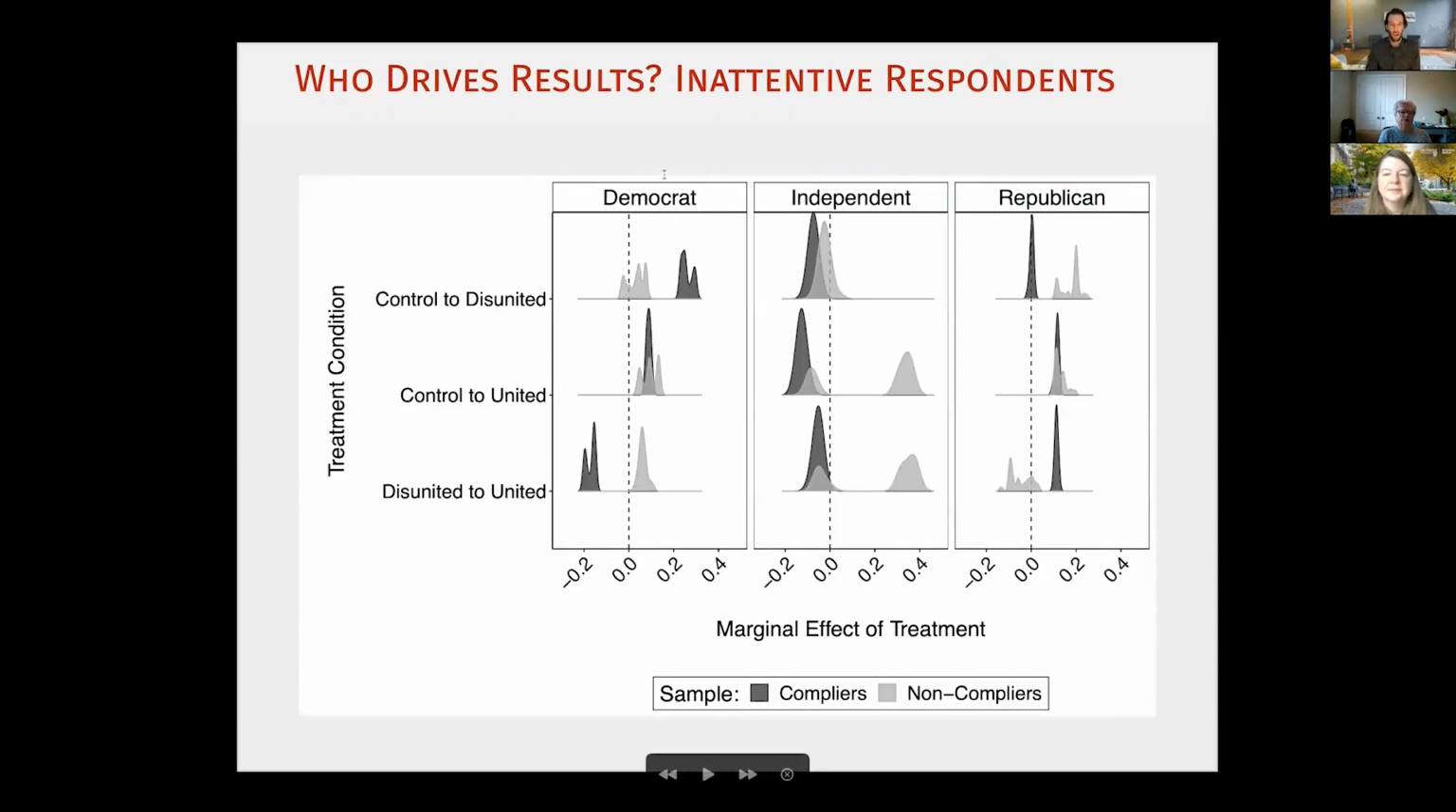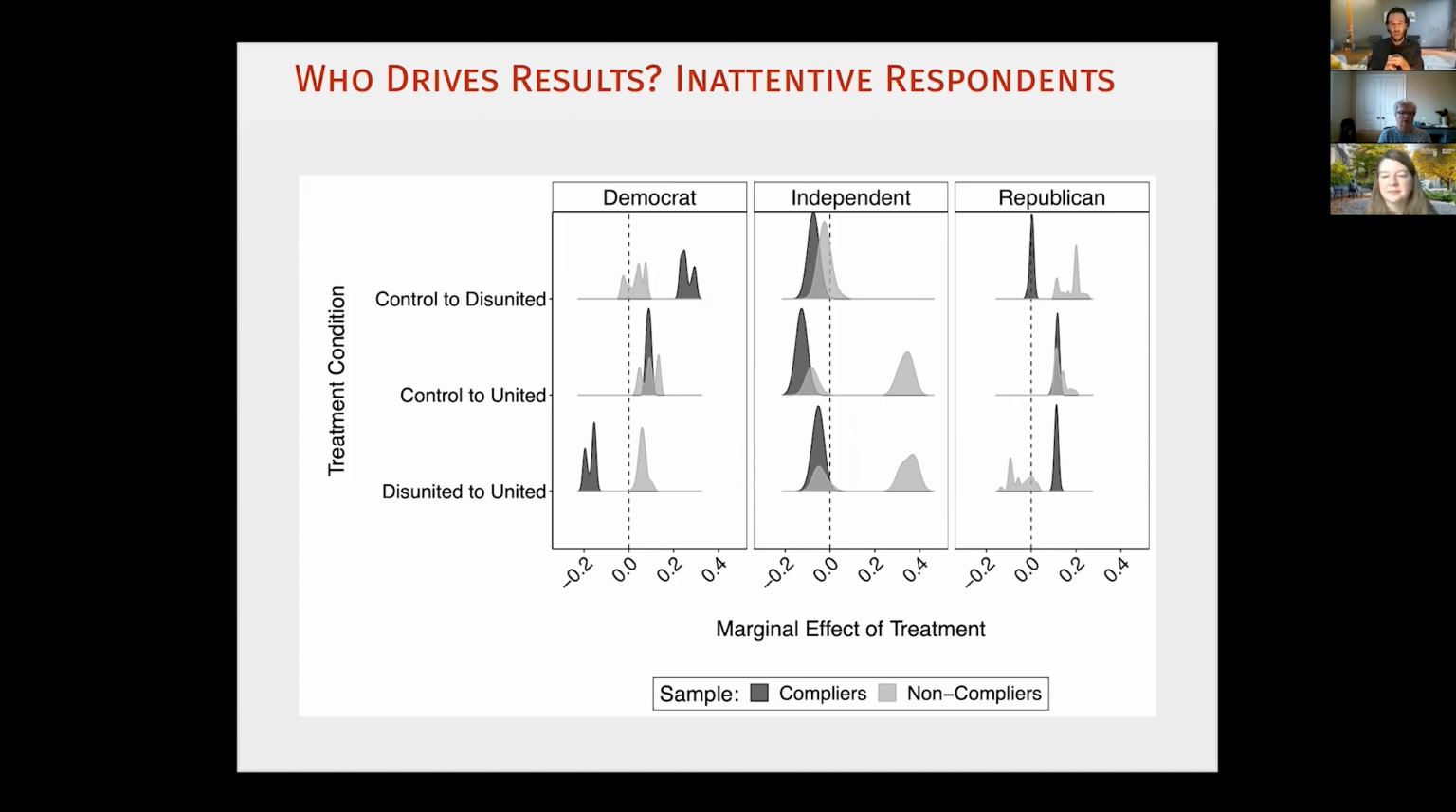All right, so when we actually see who is ending up driving these results, let's first just look at the compliers. The compliers' distributions are much tighter. So the certainty around our estimates looks better.